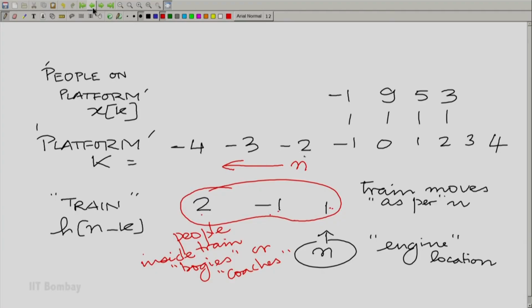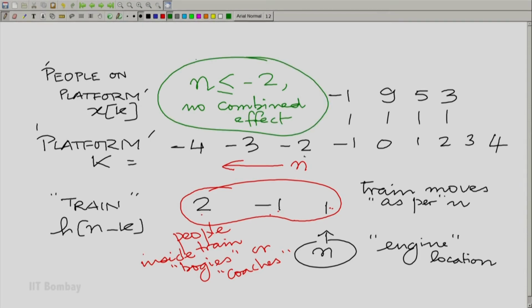So, now if you went back to the particular sequence that we have, you will notice that till the engine reaches -1, there is nothing to be really recorded as a combined handshake. Let us look at that. We will see that if we look at the platform and the train here. So, when n is here, up to this point in n, for n less than or equal to -2, no combined effect. Now, when n becomes -1, that is here, the combined effect begins. And what is the combined effect when n reaches -1? It is essentially -1 multiplied by 1.